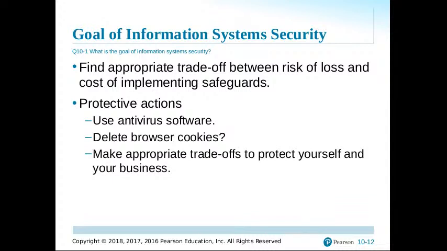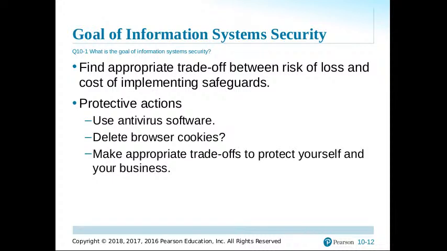Okay. So what is the goal of information system security? The goal is simply to keep things secure and to mitigate the loss. So in case we somehow lose something, right, we need to lose as little as possible, okay?